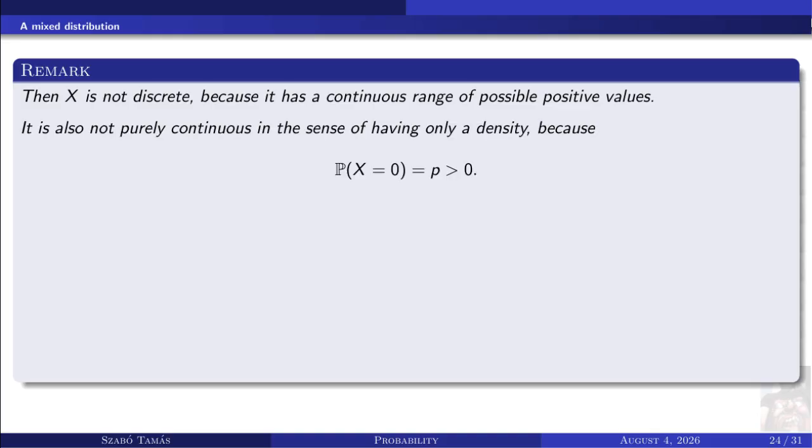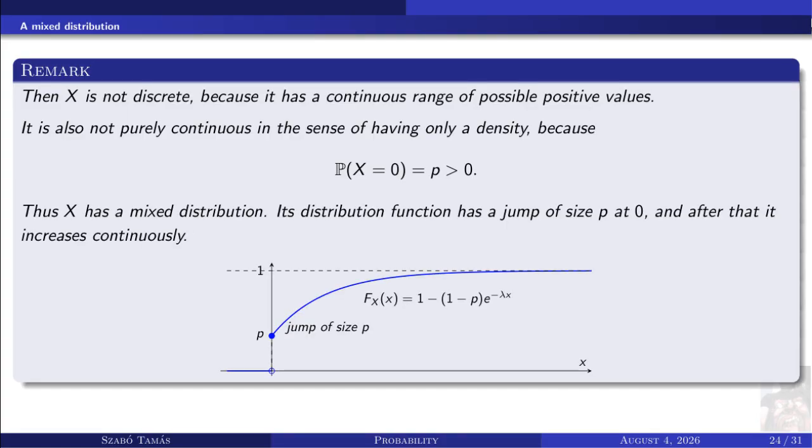It is also not purely continuous in the sense of having only a density, because P(X = 0) is p, which is positive. Thus X has a mixed distribution. Its distribution function has a jump of size p at 0, and after that it increases continuously.